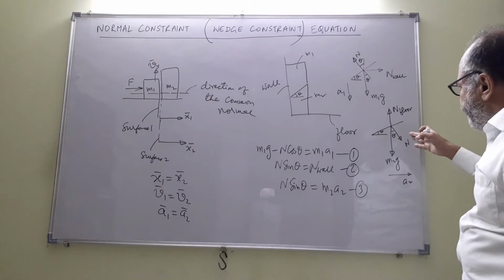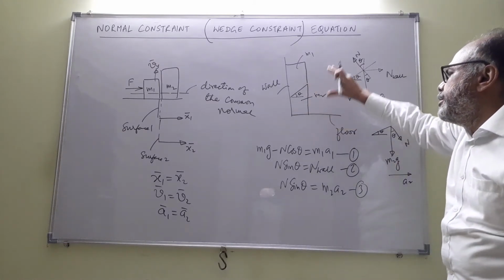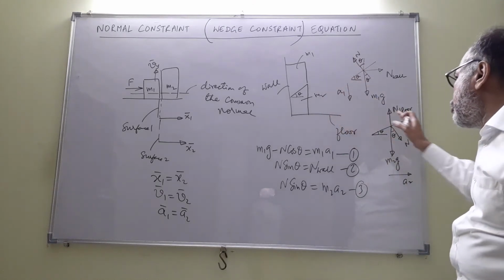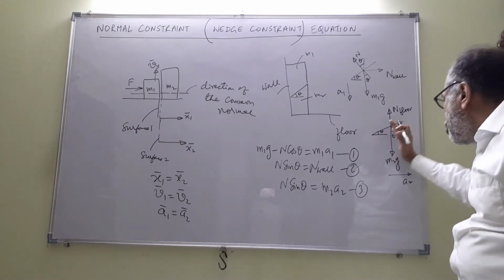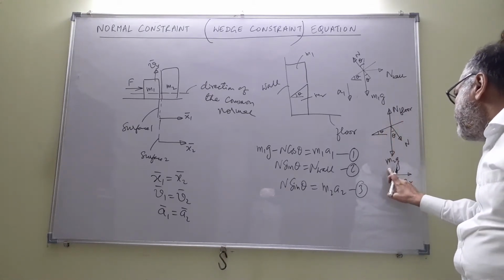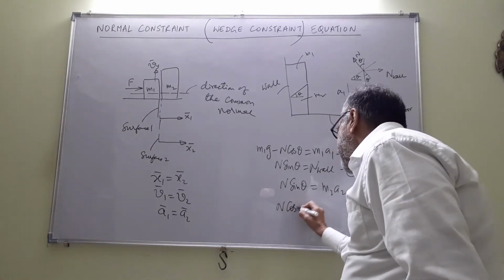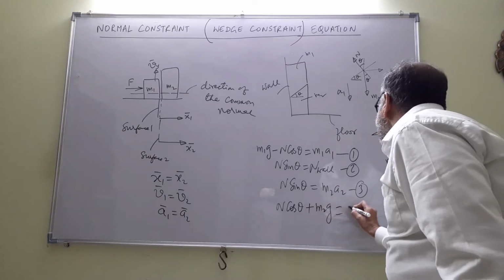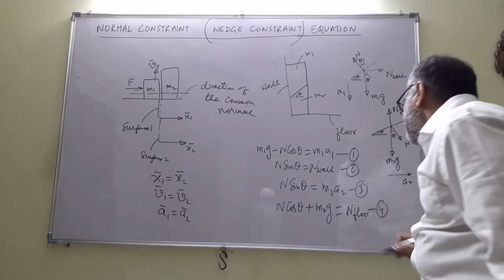And in the vertical direction, the bottom block does not move vertically. It moves only horizontally. So the vertical forces must nullify. So we have n cos theta plus m2g equal to n floor. So n cos theta plus m2g is equal to n of the floor. This is the fourth equation.